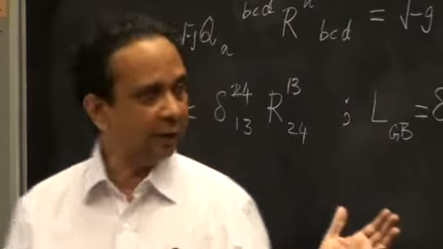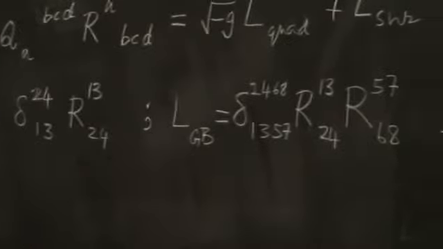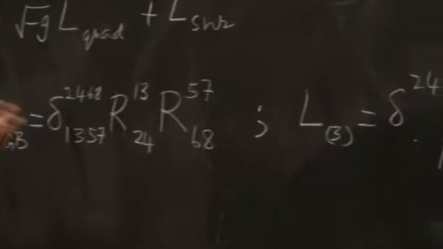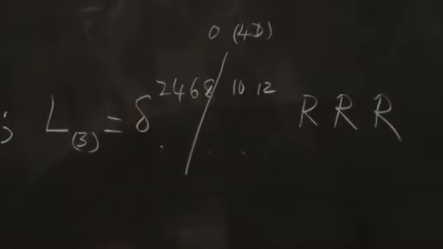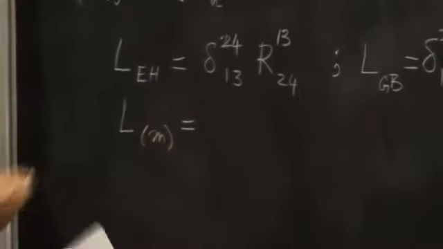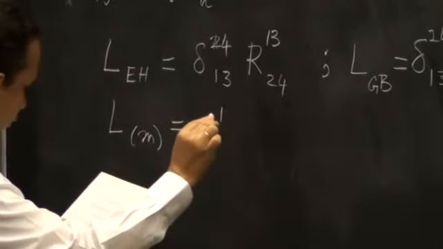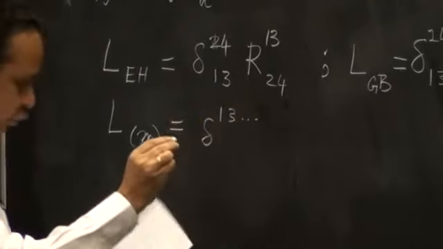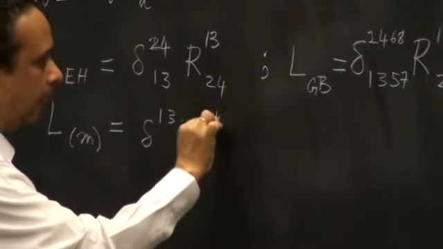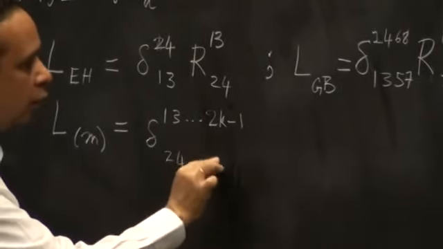So in 4 dimensions, if you want structures like this, you stop here. But in higher dimensions, you could have gone on like this. And the mth order term will have a structure like this. This is known as the mth order Lanczos-Lovelock Lagrangian. That will have delta, again 1, 3, etc. all the way to, let us say, 2k minus 1. And here you start 2, 4, you go all the way to 2k.